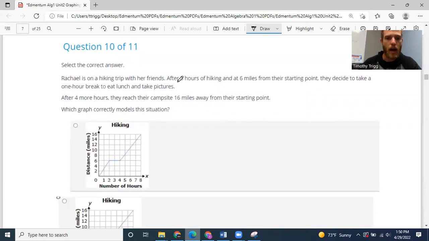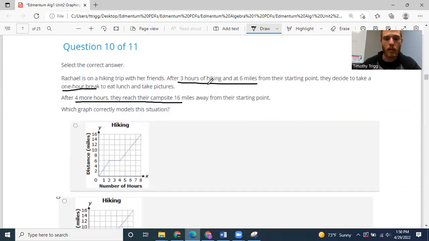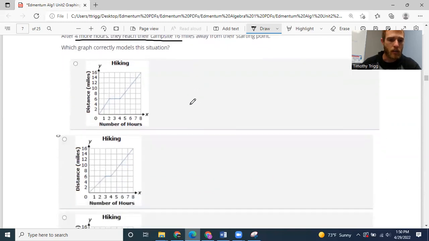So it looks like they hike for 3 hours, and that travels a distance of 6 miles. Then they take a 1 hour break. Then they travel for 4 more hours, which gives us 16 miles away. Okay, so 4 more hours. Okay, so let's take a look.